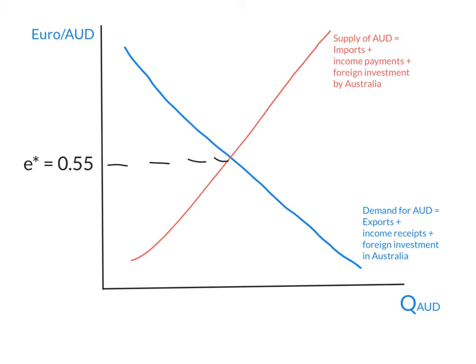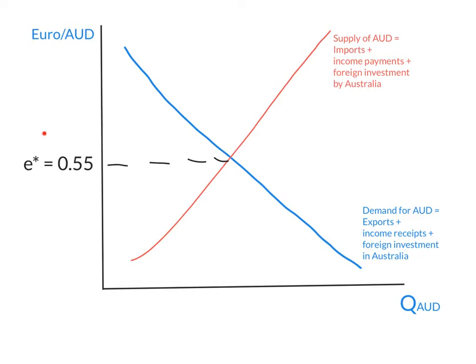And we can use our simple foreign exchange diagram to show all of these connections. Here we have our standard diagram, the Euro-Australian dollar exchange rate, the price of an Australian dollar in terms of euro on the vertical axis, and the quantity of Australian dollars on the horizontal axis. We've got the red supply curve of Australian dollars. Remember, that's the sum of imports, income payments by Australia, and foreign investment by Australia. And the blue line is the demand for Australian dollars, which is exports plus income receipts by Australia and foreign investment in Australia. Let's start off back around 2004.